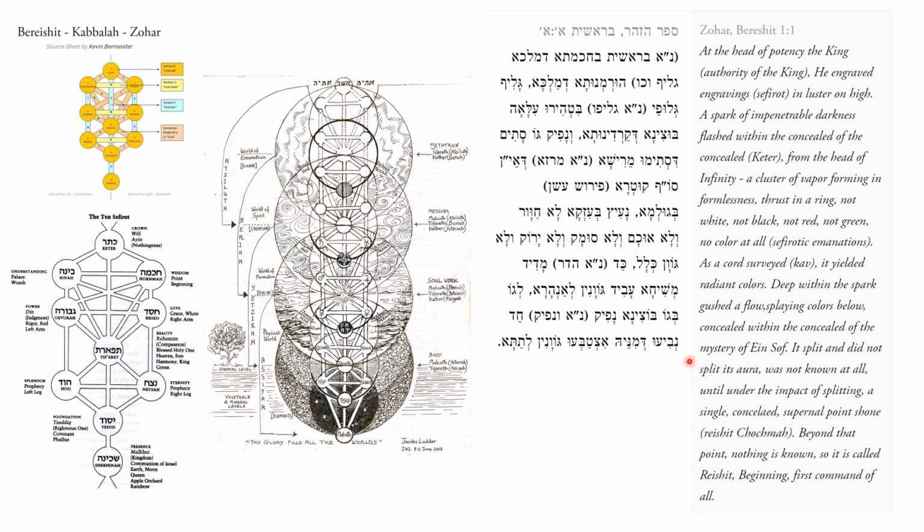Reshit is the highest supernal point into which the infinite passes light to the beginning of the finite. And that supernal point is considered to be Chochmah, wisdom. Beyond that point, nothing is known. So it is called Reshit, beginning, first command of all.